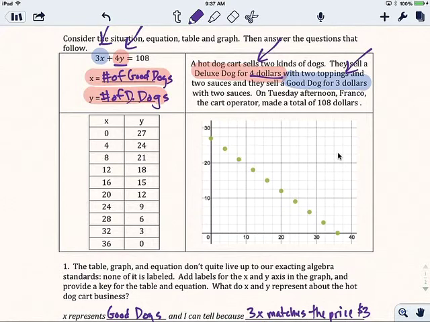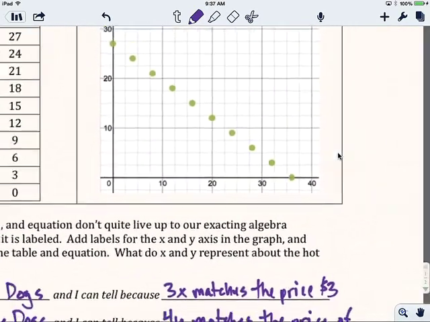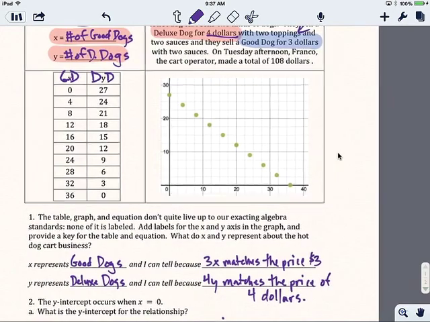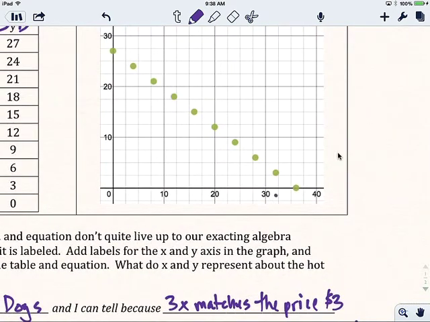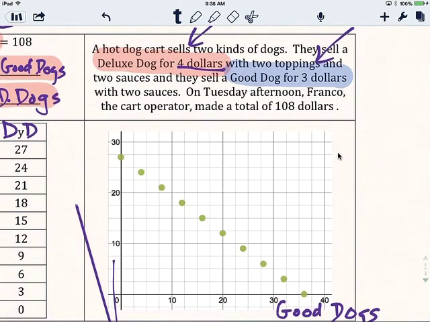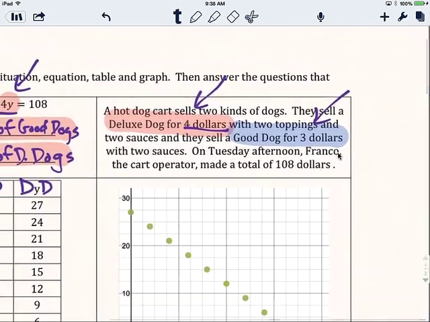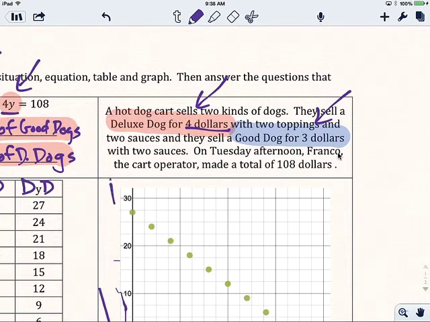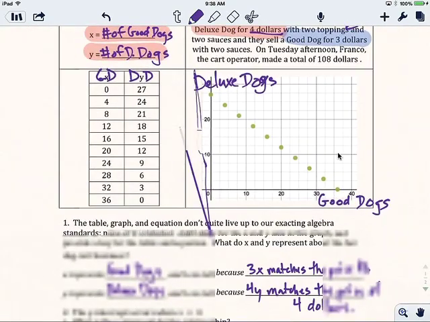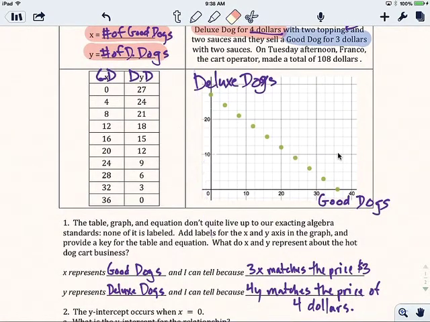Cool, and so that means that has to be true here as well. This is good dogs, and this is deluxe dogs. I'm just going to put that in there. If we need to label our axes here, and so I said x was good dogs. I'm going to write that here, good dogs, and y represents deluxe dogs. Whoops. Okay, I made some weird marks here. Let's get rid of those.